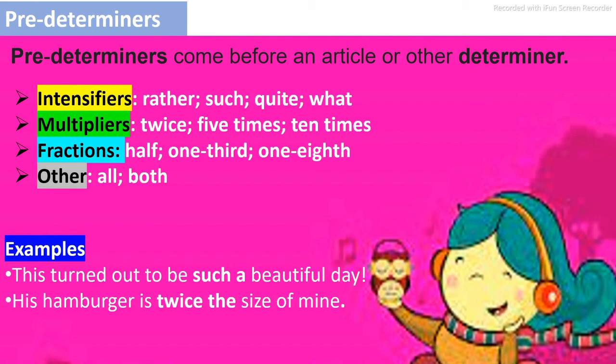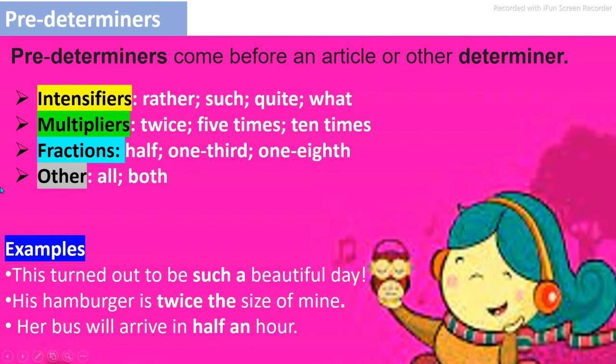Next come the fractions. In fractions we use words like half, 1/3, 1/8. This type of predeterminer is used to express a fraction of an amount, like, her bus will arrive in half an hour. So hour is the noun, which is modified by two determiners, an and, before an, half. As it is used before this determiner, it is called a predeterminer, and it expresses a fraction of an hour.